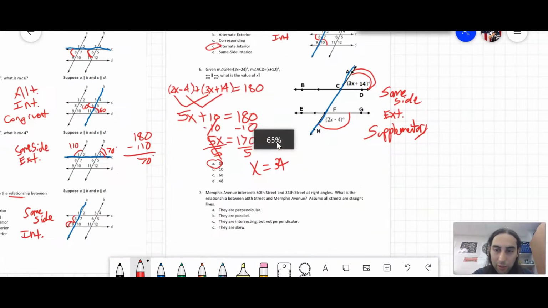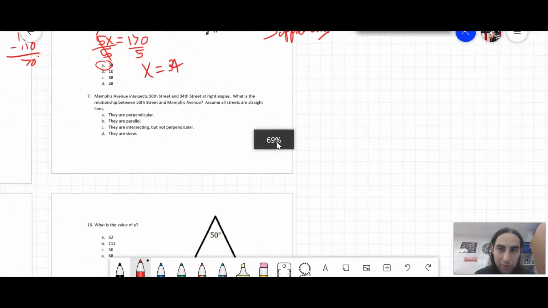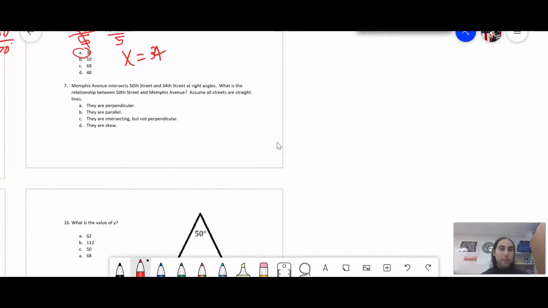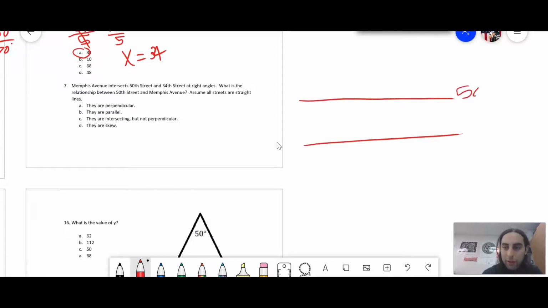Okay, so number 7, we can draw a little picture to help us out with this one. On number 7, it says Memphis Avenue. So let's say Memphis intersects 50th Street and 34th Street at right angles. 50th Street, 34th Street. It says Memphis intersects at right angles.